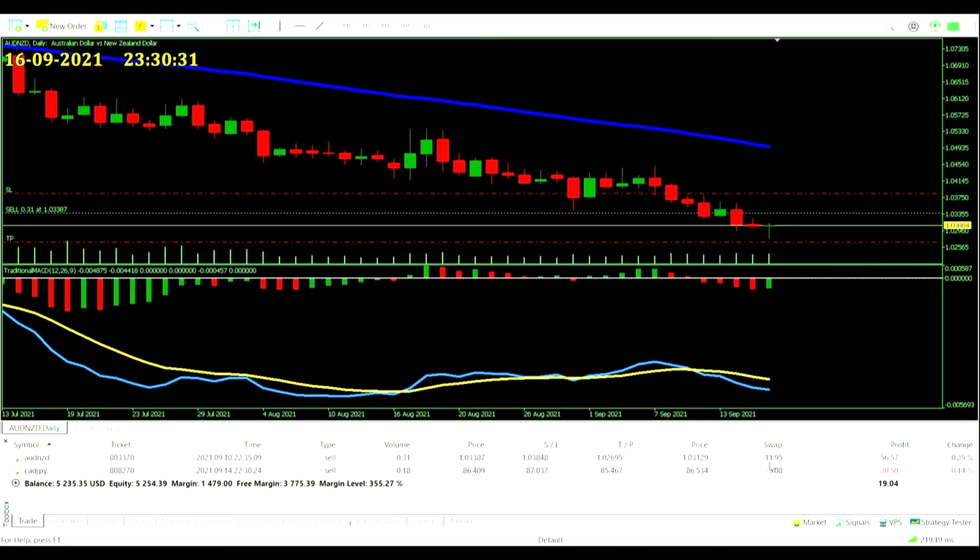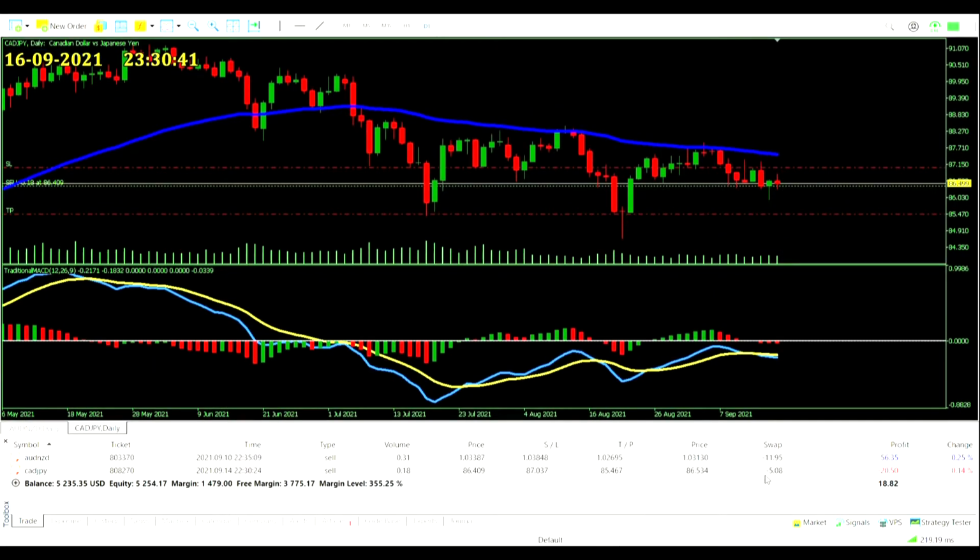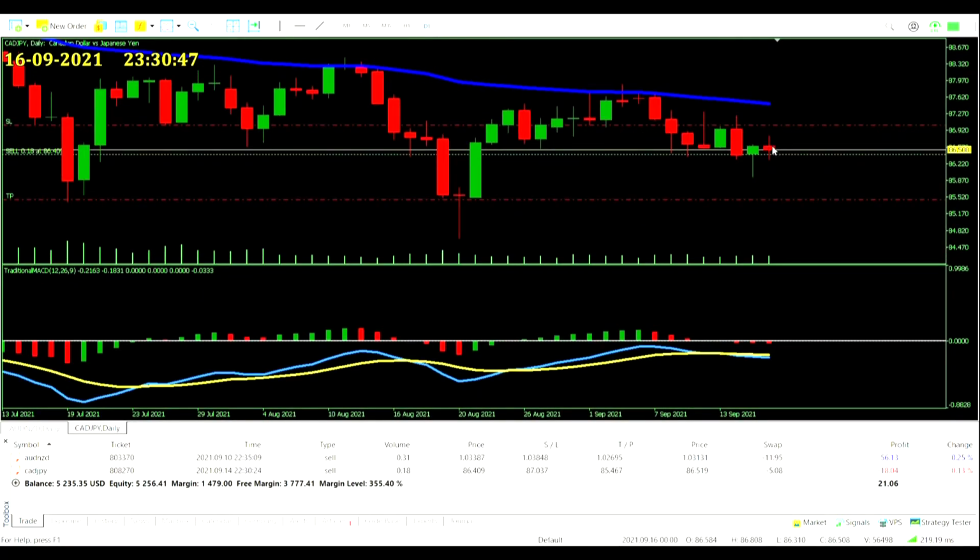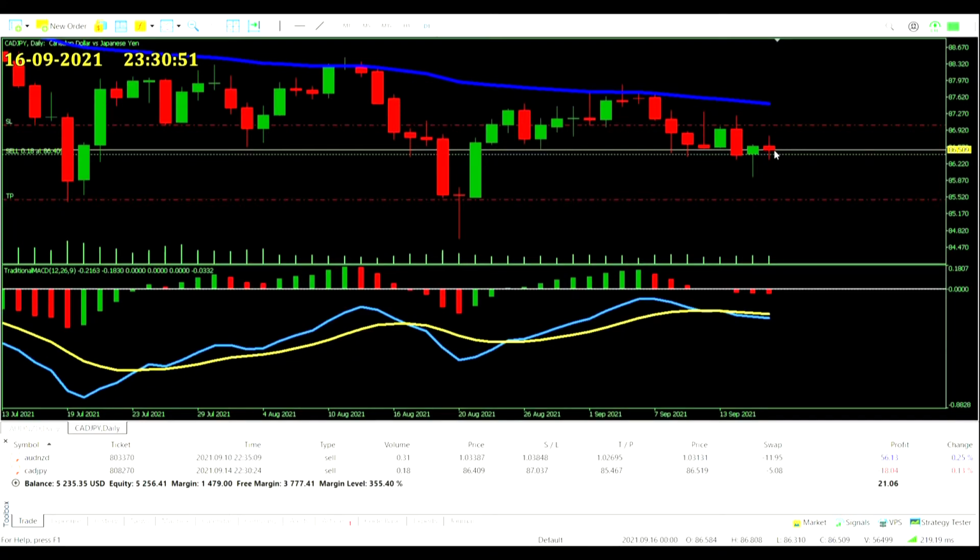The swaps are really adding up. $11.95 for it so far. No action needed for it though. Similarly on the CAD yen, already up to $5 on swaps there. Did come a little bit towards our favour this time, so that's quite nice. Came a bit of red and was in profit there for a minute, but I think we need some big downward pressure to see a move here.